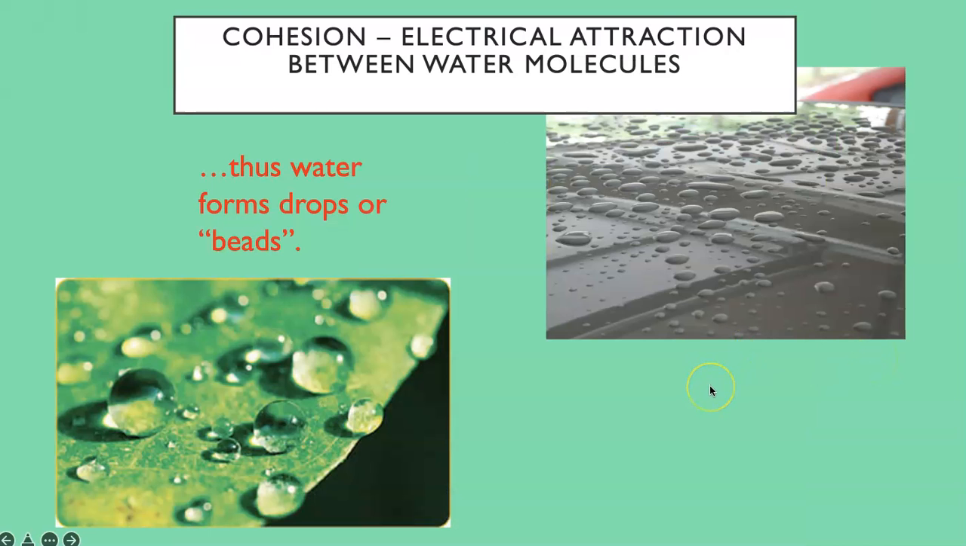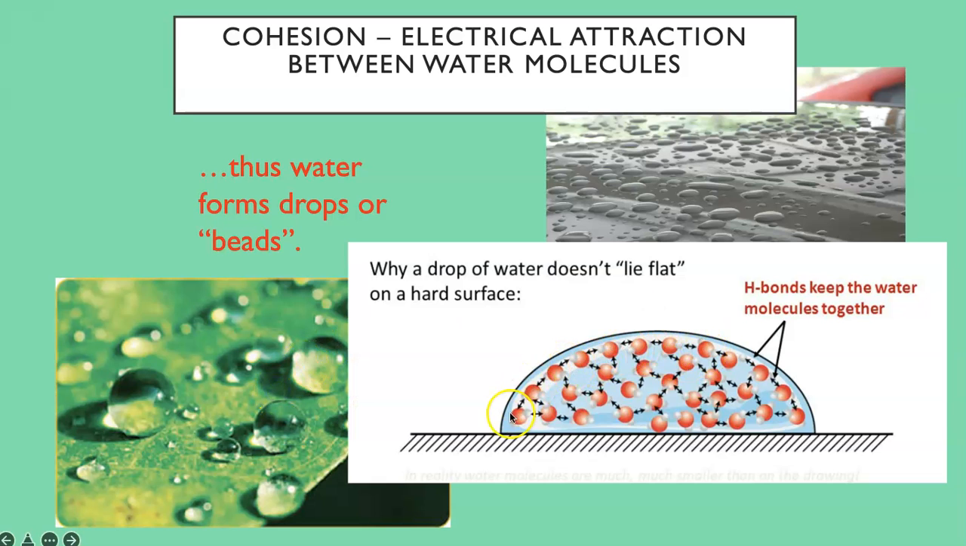Another property that's similar is called cohesion. So water droplets can make these round balls. Not many liquids can do this. If you think about rubbing alcohol or oil, they tend to be flat. And that's again because we have at the surface the hydrogen bonds holding each other and keeping that skin of the water coherent.